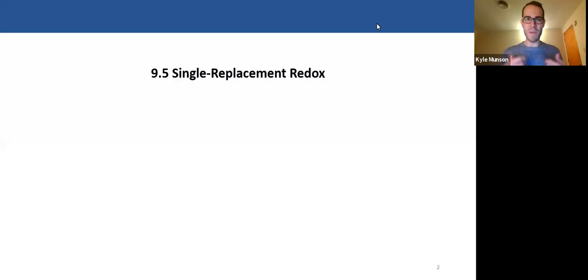Hi, everybody. We're continuing our discussion on Chapter 9 on reactions of ions, and we're going to talk about single replacement redox reactions. A lot of what we're going to cover in this section is very similar to things we've already learned in the previous exam's material on single replacement reactions. So if you're pretty familiar or did pretty well on that concept, it'll be pretty easy here as well. We're just adding one thing to that.